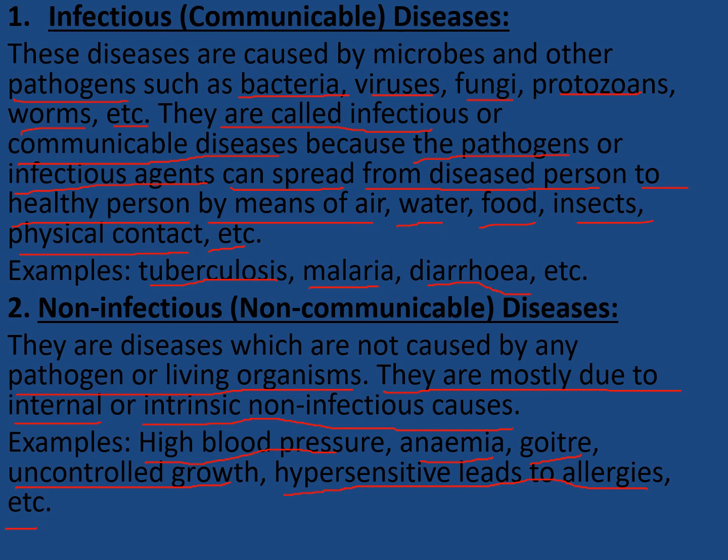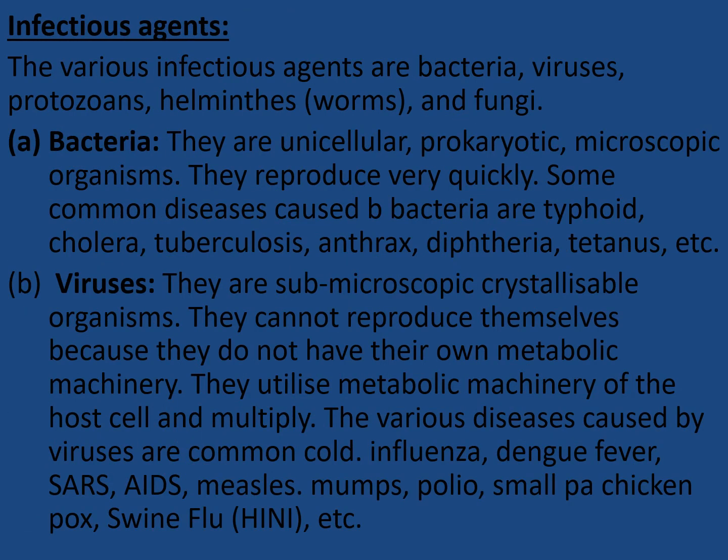Okay, done. Next are the infectious agents. What are infectious agents? The various infectious agents are bacteria, viruses, protozoa, helminthes, that is worms, and fungi. These are living organisms, also known as pathogens. These are the infectious agents of infectious diseases.